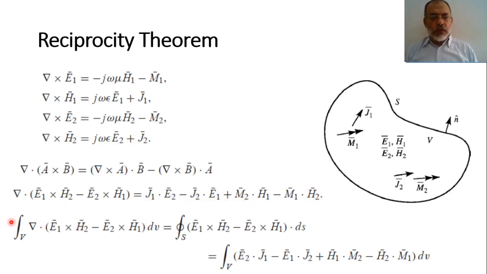But the integration over the volume of the first term equals the integration over the closed surface of the vector dot ds. So, according to this, we have proved that the integration over a closed surface of E1 cross H2 minus E2 cross H1 dot ds equals the integration over the volume of E2 dot J1 minus E1 dot J2 plus H1 dot M2 minus H2 dot M1 dv. Okay?